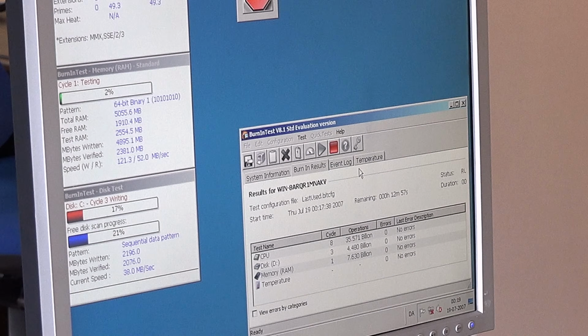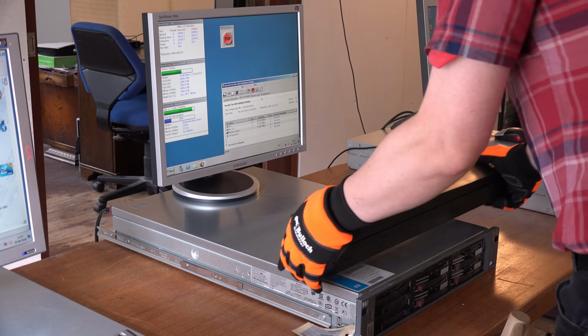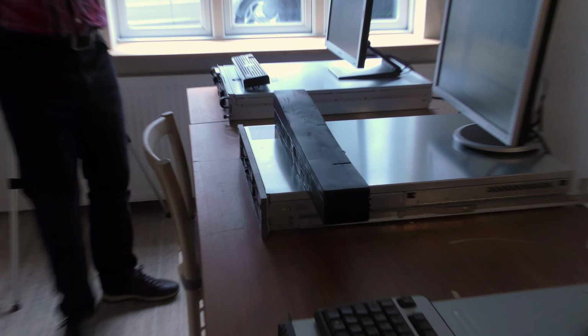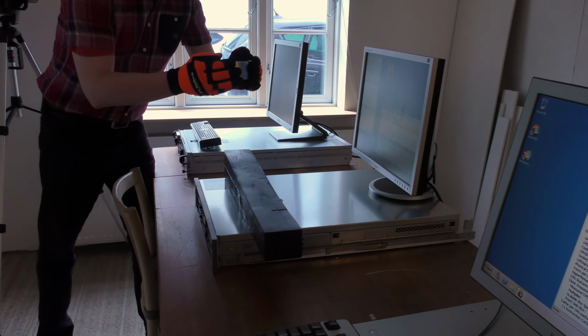During the test, the servers will run a program called Burn-In Test. It is a stress test of the different components inside and should reveal any problems that the server may encounter with a magnet nearby. This is so wrong. This is just so wrong. Here we go.